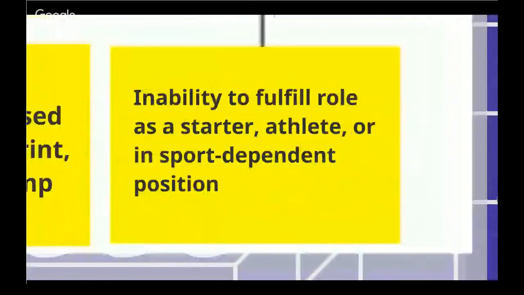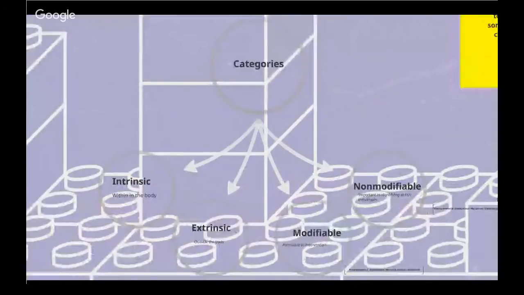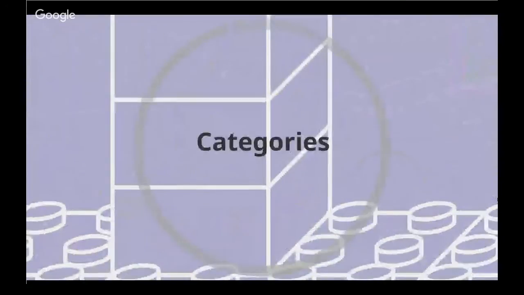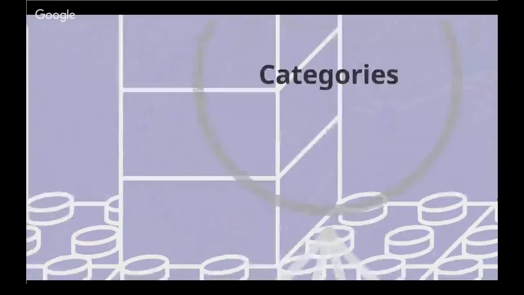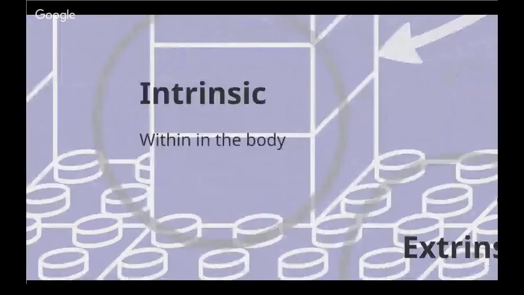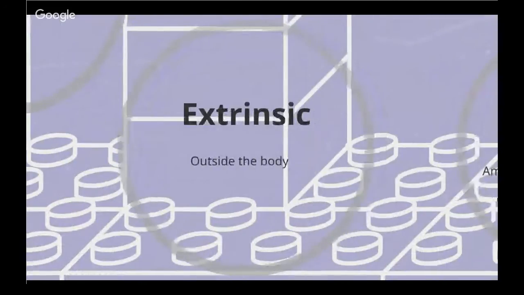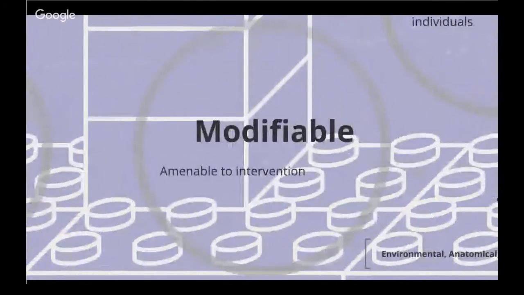Great, so now we've talked a bit about the disablement model, and we're moving on to injury risk factors. Now, there is a bunch of different categories that can all be used interchangeably. The first is going to be your intrinsic factors. So that's things that are happening within the body. Secondly, your extrinsic factors, so things that are affecting the injury outside of the body. Modifiable, so these are things that are amenable to intervention. So that means that intervention can help to eliminate or prevent an injury from occurring.